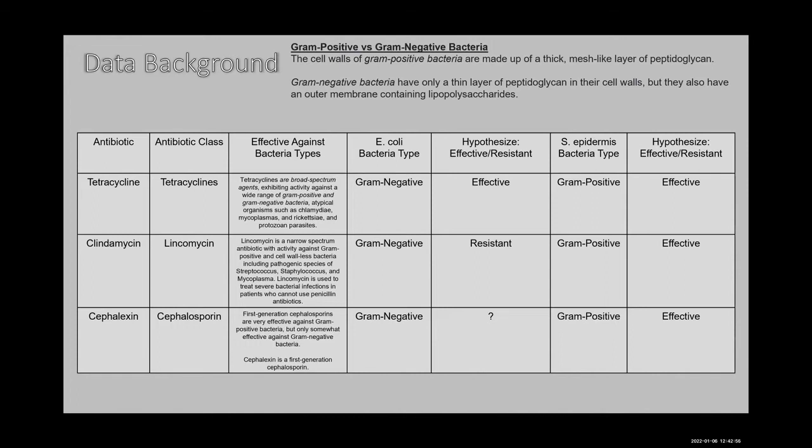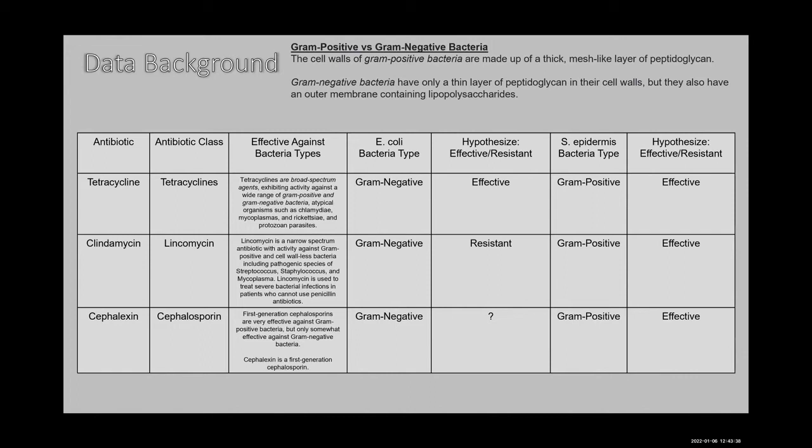Clindamycin is a lincomycin antibiotic, and this is a narrow spectrum antibiotic that is effective against gram-positive and any bacteria that does not have a cell wall, and that includes species of strep and staph. We were using one of those species today. It's also used for people who can't take penicillins. So again, E. coli is gram-negative, and we should expect that it would be resistant to the clindamycin, because clindamycin is effective against gram-positive bacteria. The S. epidermidis, however, is gram-positive, so we should anticipate it would be effective.